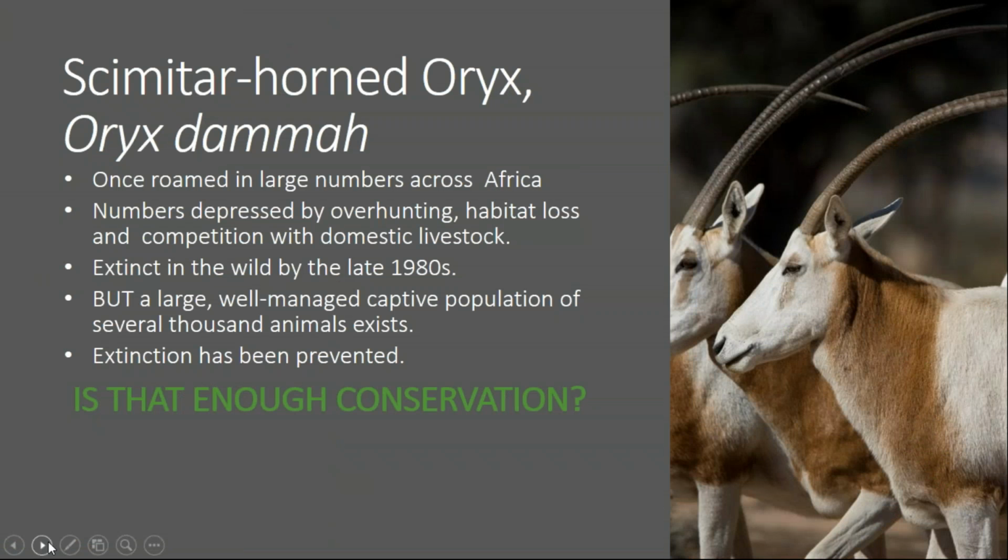But for other species, it's not as clear-cut. And so this is an example of a North African antelope, the Scimitar-horned oryx, which once roamed in large numbers across Africa. Numbers were depressed by various types of threat, and it was extinct in the wild by the late 1980s. But there was a large and well-managed captive population of several thousand animals. There were animals in large fenced reserves in some of the more remote edges of the former range of the species. So extinction was prevented.